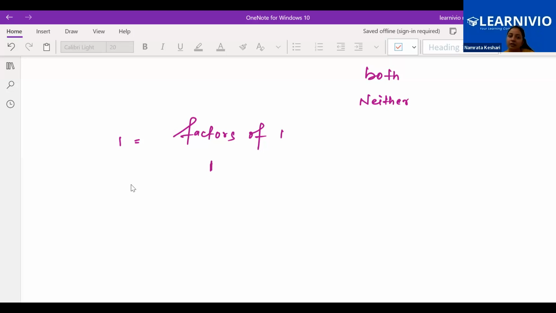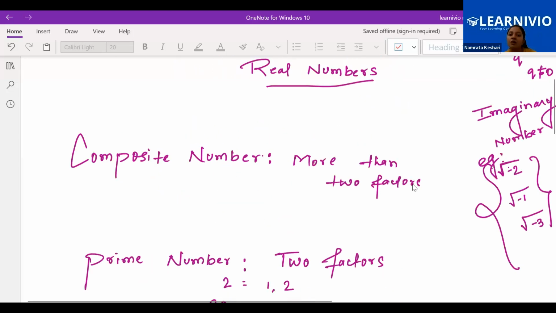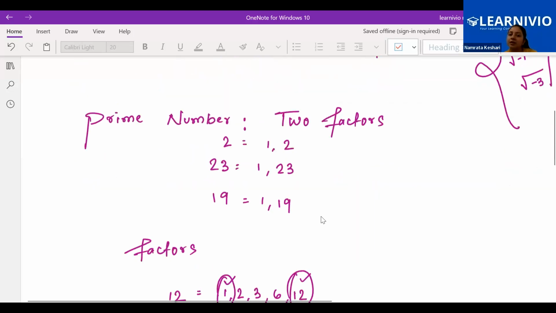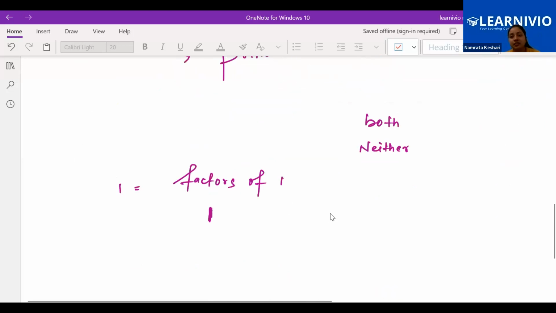How do we list down the factors? The number which can divide the given number completely. So one can only divide one, and if there is no other number, then at least two numbers we get, that is one and the number itself. Here we want to list down the factors of one only, so the only factor is one. Is it fulfilling the criteria of a composite number, more than two factors? Not at all. Is it fulfilling the criteria of a prime number, that is only two factors? No. So we will say that one is neither composite nor prime number.